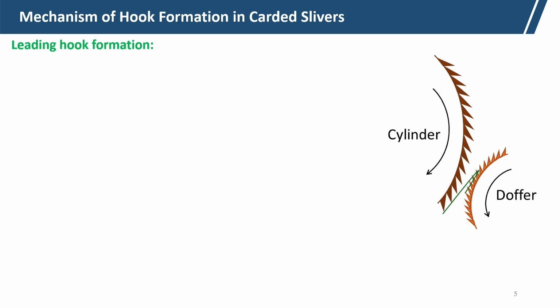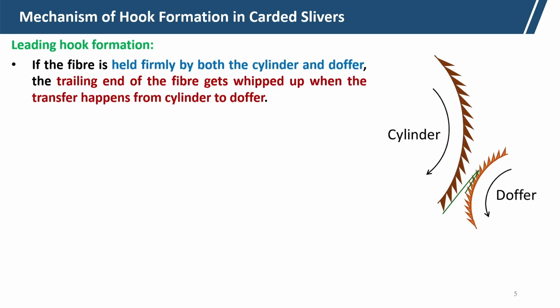And leading hook formation, you can see if the fiber is held firmly by both cylinder and doffer. Earlier what happened? Fiber was held firmly by the doffer, but the cylinder releases the fiber as it is, forming the trailing hook. But here what happened? The doffer is gripping the fiber, because the doffer will take the fiber's leading end and the other end is held by the cylinder.